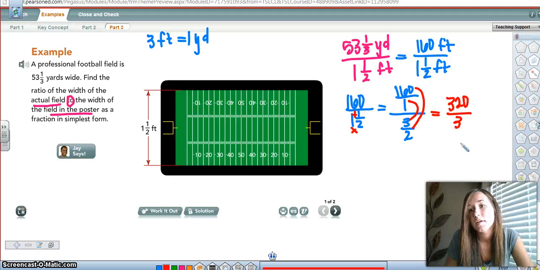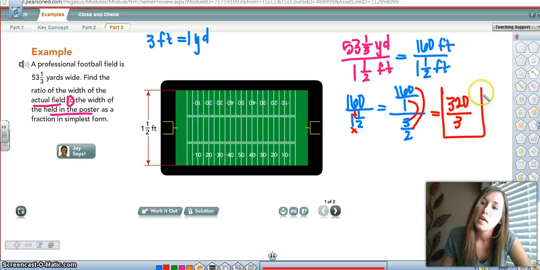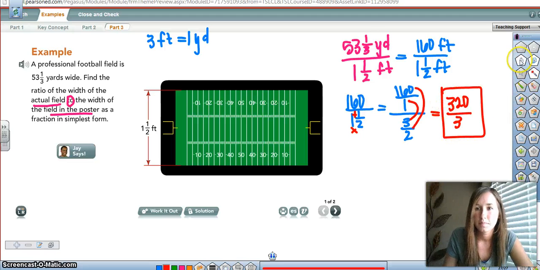Okay, we want to reduce this if we can, but I just don't see it happening. We can only divide the denominator by 3 and we can't divide the numerator by 3, so we are in simplest form and we have our answer.